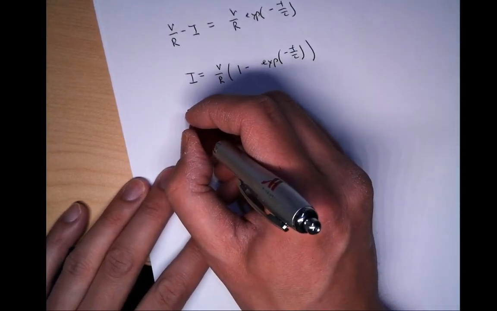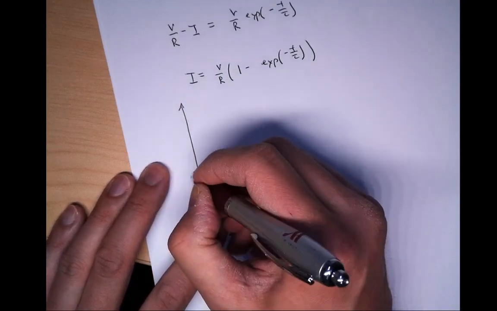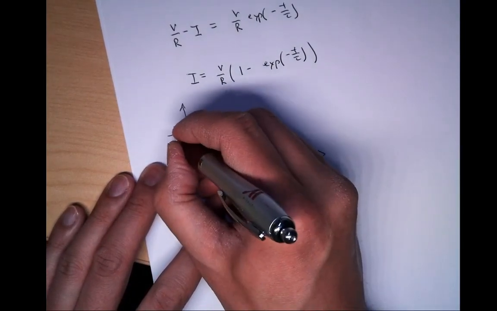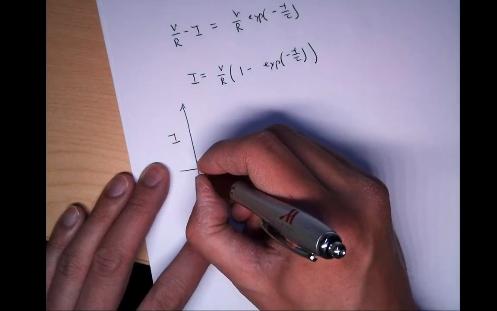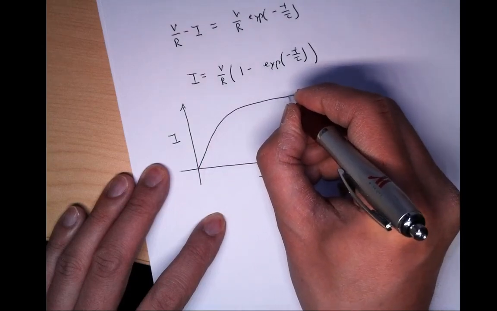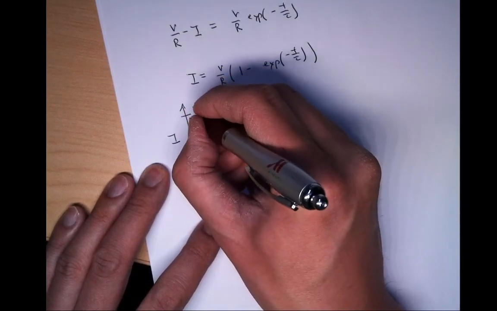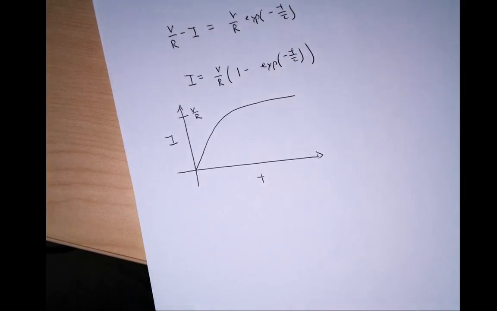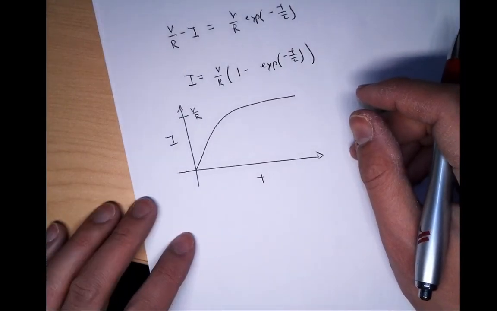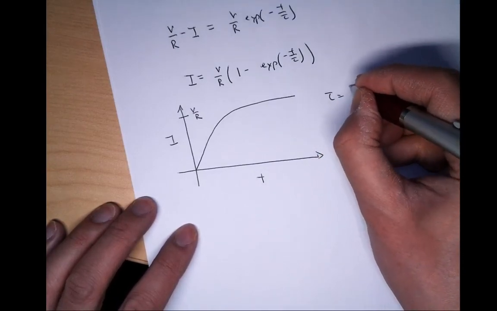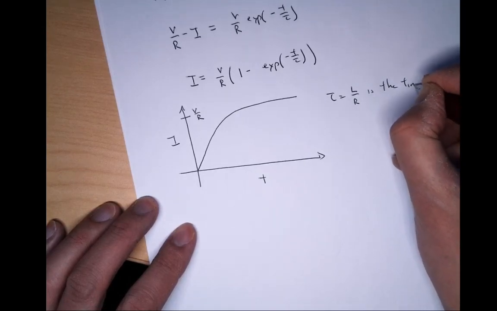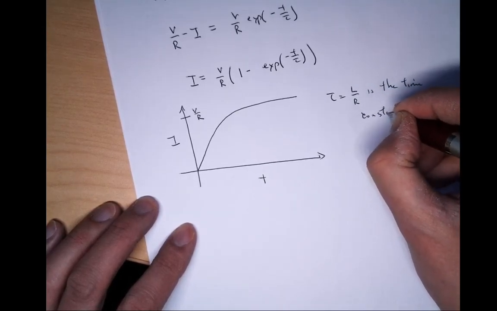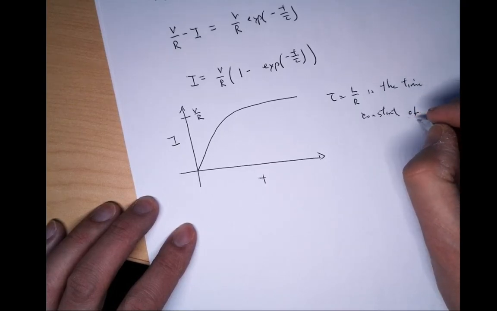if you want to plot this thing out, it looks something like this. Plot I here as a function of t, it starts at 0, it comes up rapidly, and then asymptotes out at a value V over R. Okay, so it's essentially charging up, if you can think of it, charging up an inductor. Right? And tau is L over R, the time constant of the circuit.